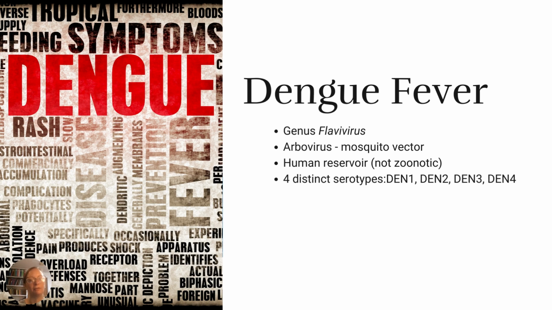Next, we're going to talk about dengue fever. Dengue fever is in the same family as yellow fever. It's from the genus Flavivirus. It's an arbovirus, which means arthropod-borne virus with a mosquito vector. It has a human reservoir, so it's the only flavivirus that is not zoonotic. And there's 4 distinct serotypes of dengue fever: dengue 1, dengue 2, dengue 3, and dengue 4.